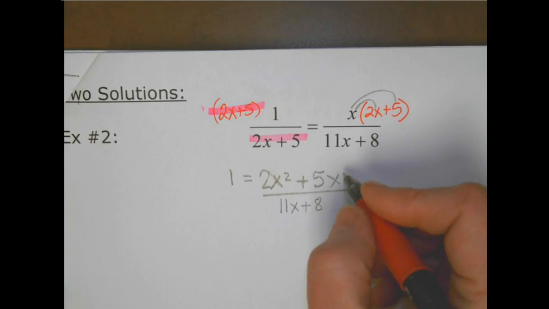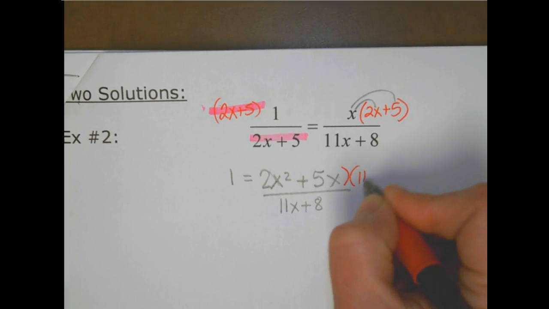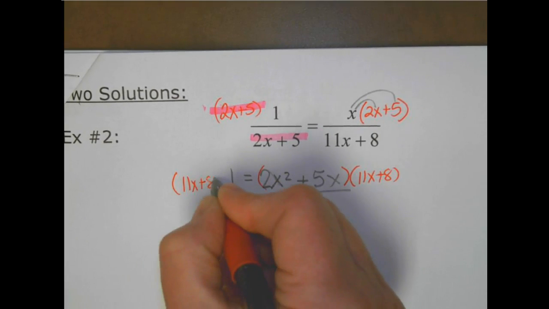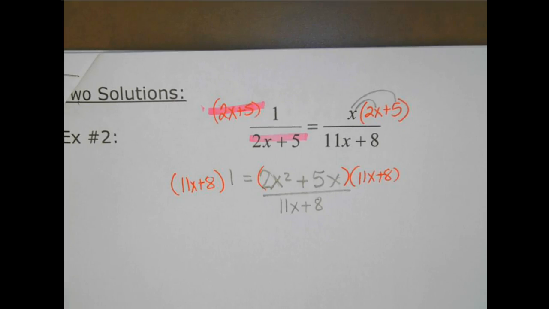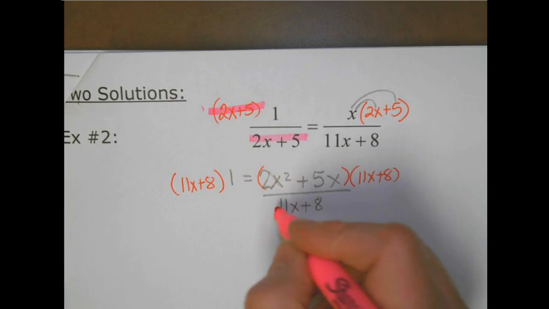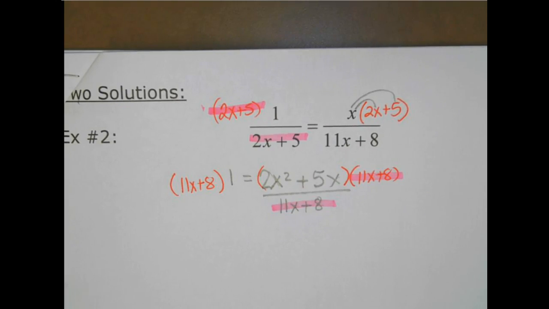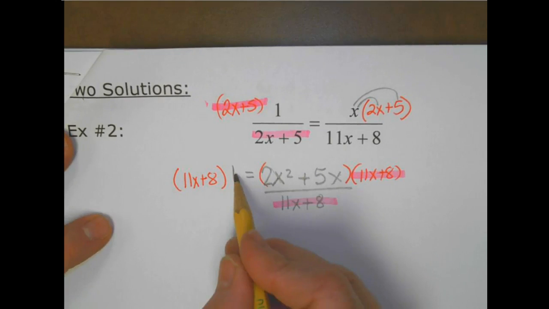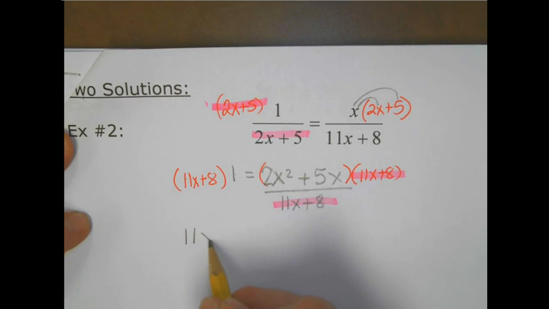Now I need to multiply both sides of the equation by 11x plus 8 so that I can cancel the denominators. I want to see that on your paper. Some people just kind of do it in their head, but I can't grade what's in your head. I can only grade what's on your paper. So I want to see it on your paper. 1 distributed to 11x plus 8 is 11x plus 8.